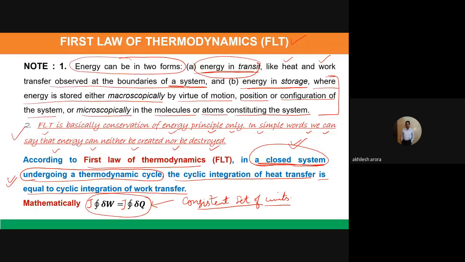Okay, so when we talk about the SI system of units, work and heat transfer are both in joules. So we can directly say that cyclic integral of delta W is equal to cyclic integral of delta Q actually. So this is the first law of thermodynamics when the system is a closed system and it is undergoing a thermodynamic cycle.